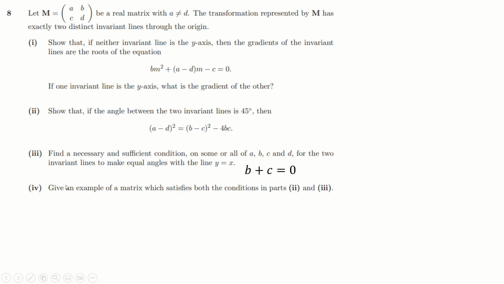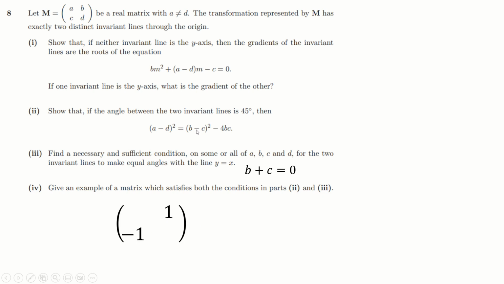Anyway, our last part of this question is nice and simple, actually. Give an example of a matrix that satisfies both 2 and 3. So okay, well, we just have a 2 by 2 matrix. It's got to have b plus c equals 0, because that was the thing that we just saw, which means b is minus c. So let's just throw in maybe 1 and minus 1. That'll do. And it's also got to do this.